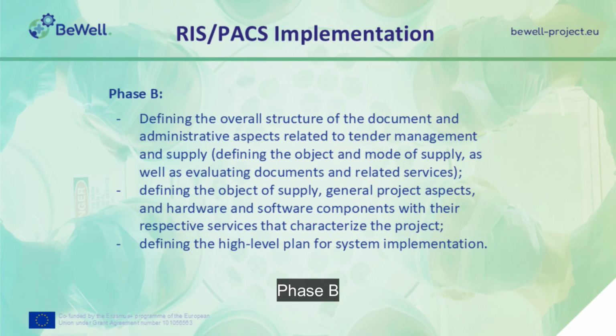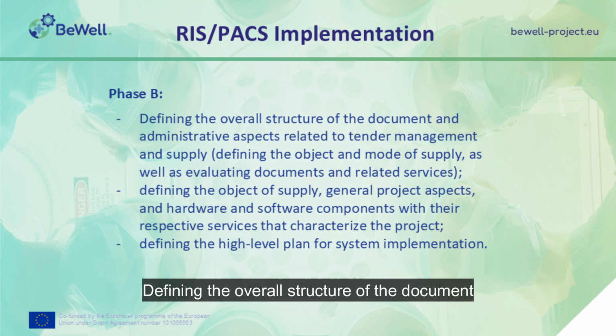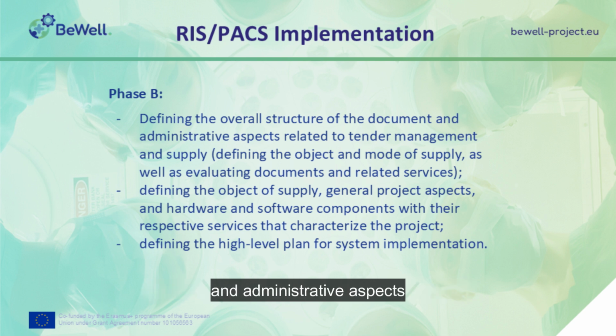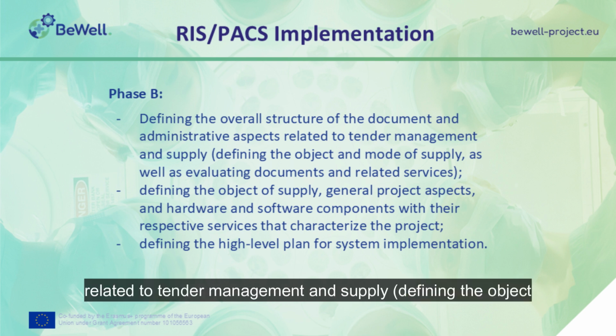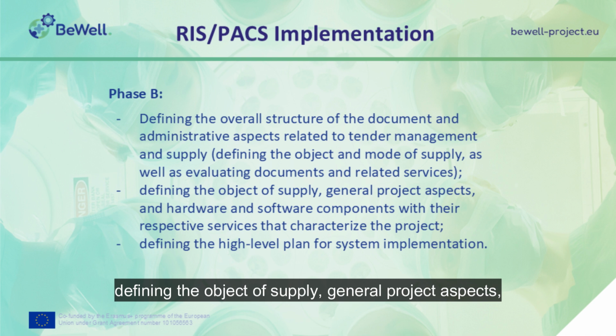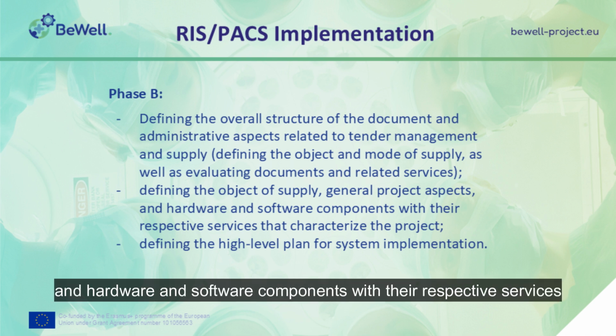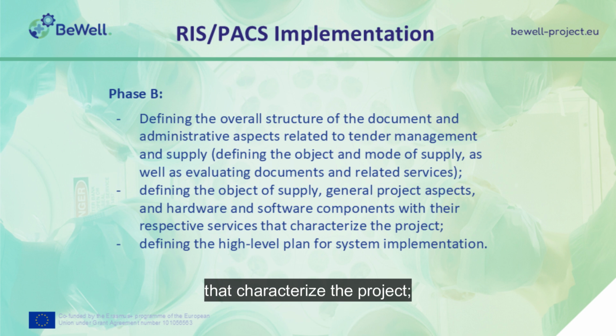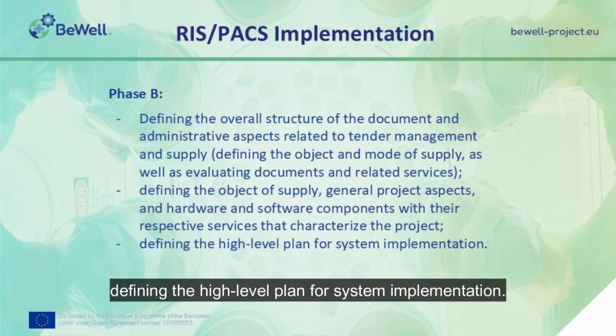Phase B. Defining the overall structure of the document and administrative aspects related to tender management and supply, defining the object and mode of supply, as well as evaluating documents and related services. Defining the object of supply, general project aspects, and hardware and software components with their respective services that characterize the project. Defining the high-level plan for system implementation.